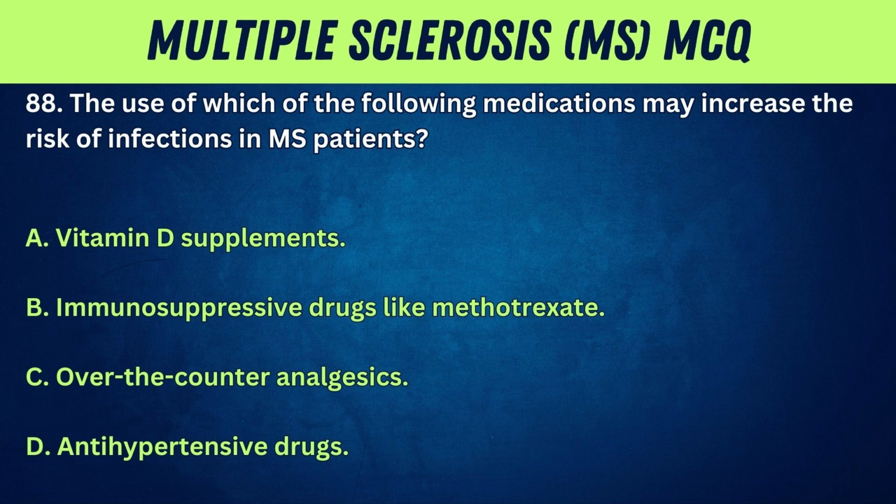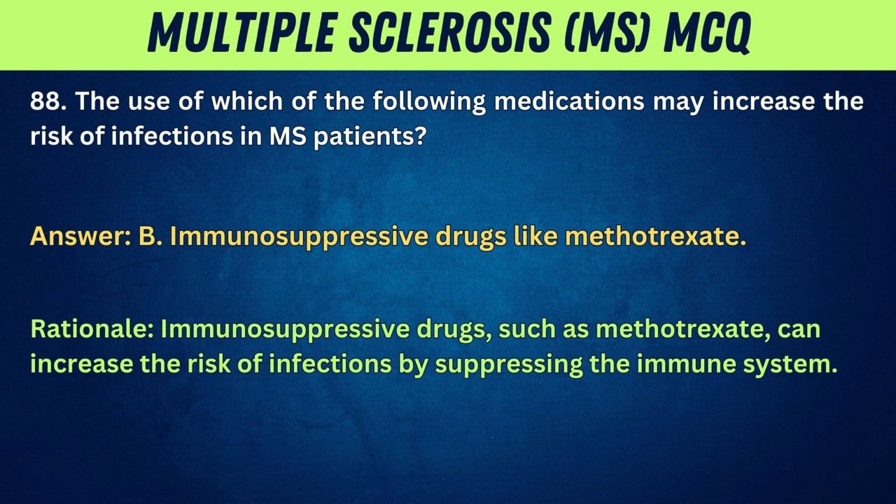88. The use of which of the following medications may increase the risk of infections in MS patients? A. Vitamin D supplements. B. Immunosuppressive drugs like methotrexate. C. Over-the-counter analgesics. D. Antihypertensive drugs. Answer: B. Immunosuppressive drugs like methotrexate. Rationale: immunosuppressive drugs, such as methotrexate, can increase the risk of infections by suppressing the immune system.